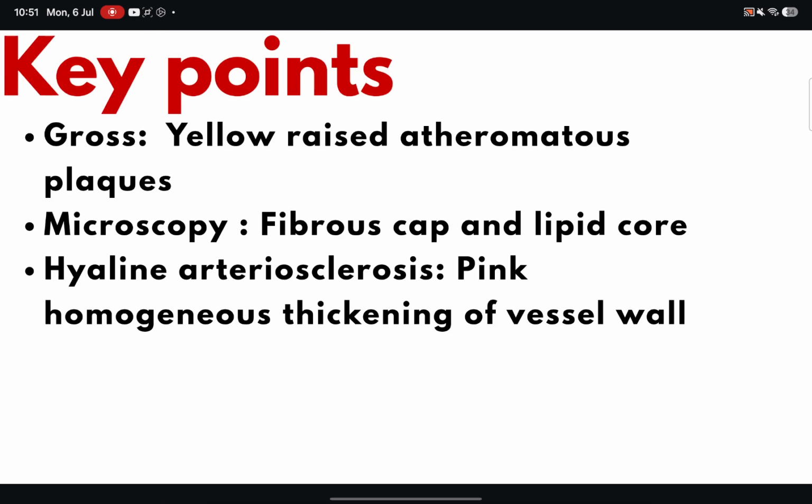Grossly, yellow raised atheromatous plaques are seen, and microscopically there is a fibrous cap and a lipid core. Hyaline arteriolosclerosis shows pink homogeneous thickening of the vessel wall.